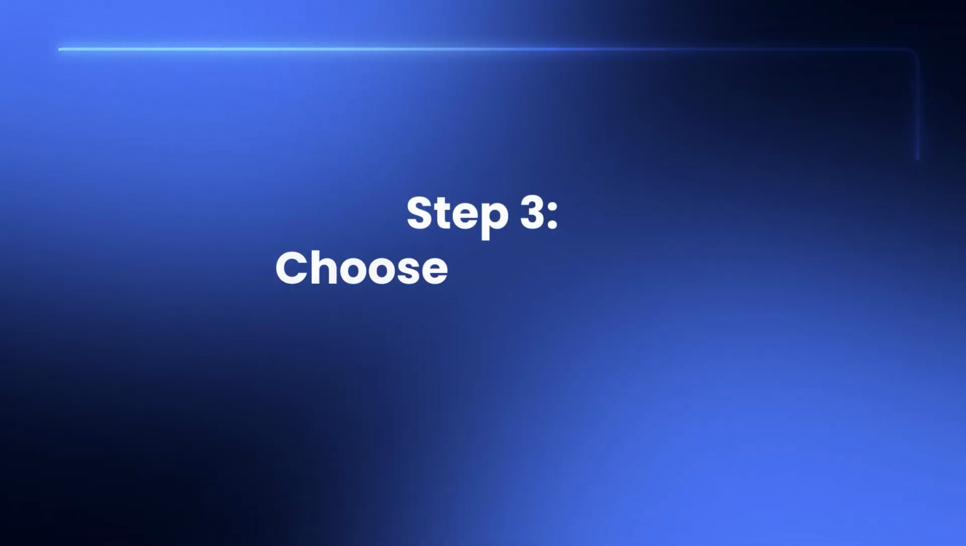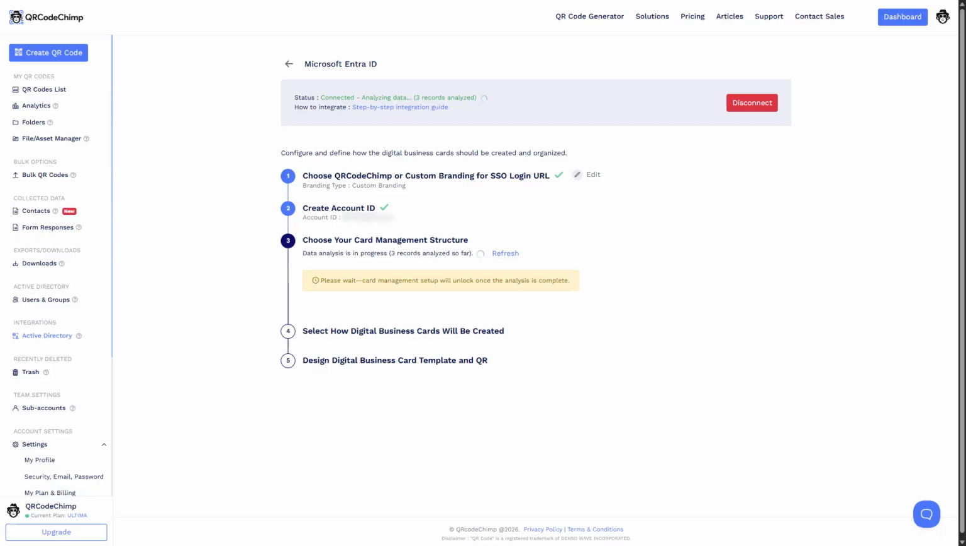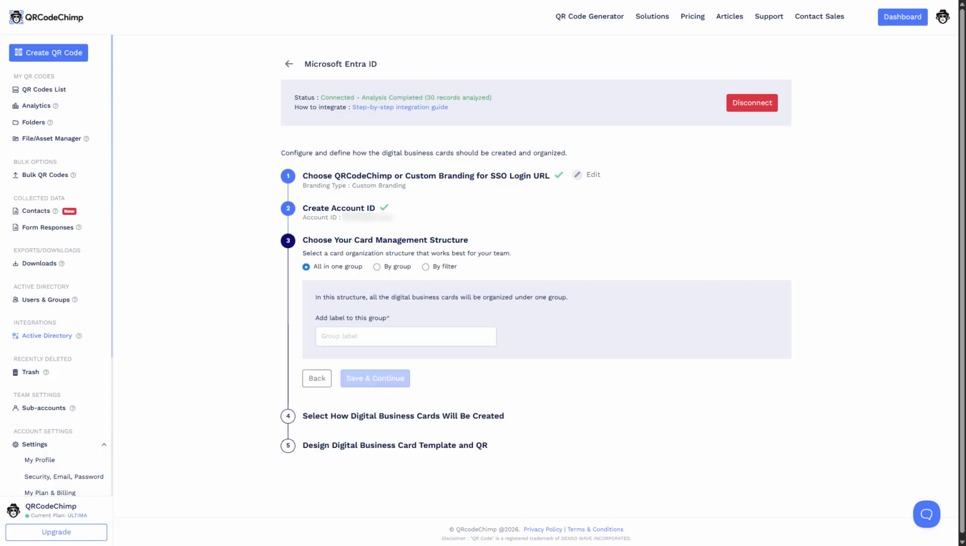In this step, you will decide how your digital business cards are organized. If your Entra ID data is still being analyzed, these options may appear locked. Once the analysis is complete, they will unlock automatically. You can click Refresh to check the status. Now, you will see the 3 options.